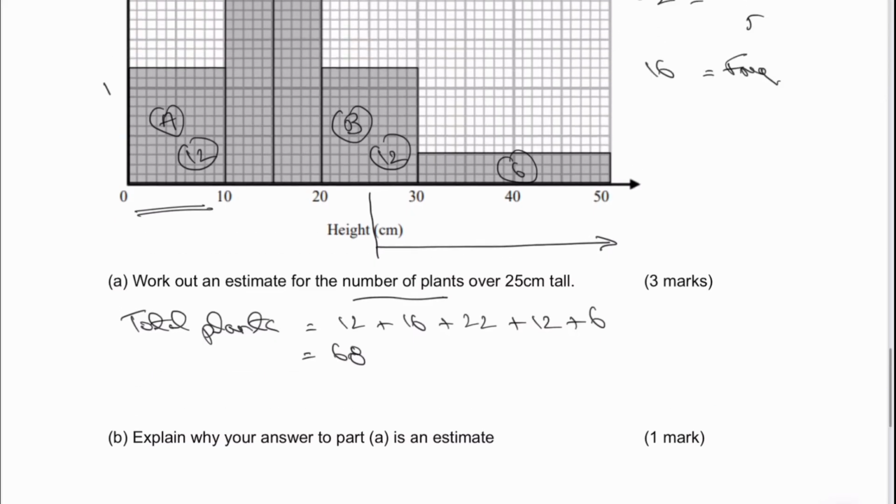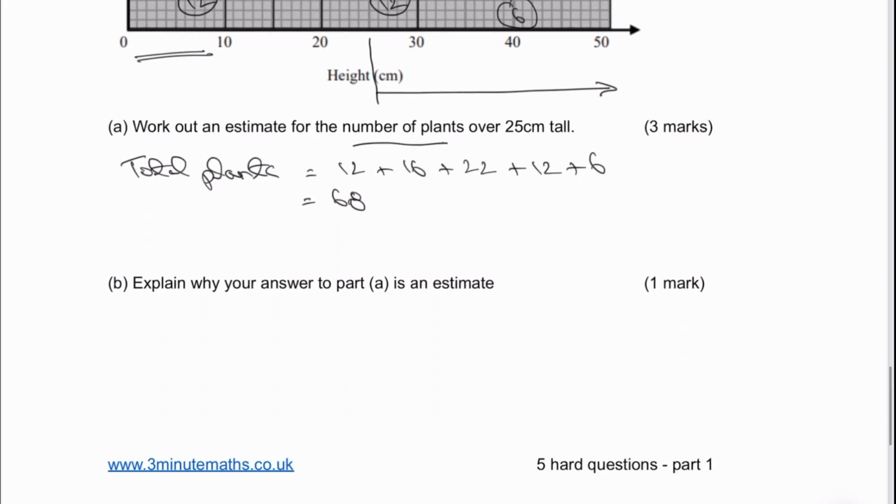Well, you can see that in block B it represents 12 plants in total, so half of it is going to be 6 plants, and then I've also got 6 plants in 30 to 50, so therefore my over 25 centimeters are going to be equal to 6 plus 6, which equals 12. So the estimate for the number of plants as a fraction is going to be 12 out of 68, and if I really want to I can reduce that to 3 out of 17, and that would be perfectly fine for the full 3 marks on this question.